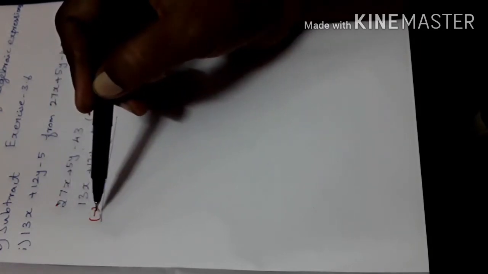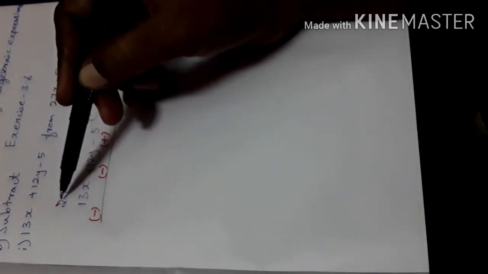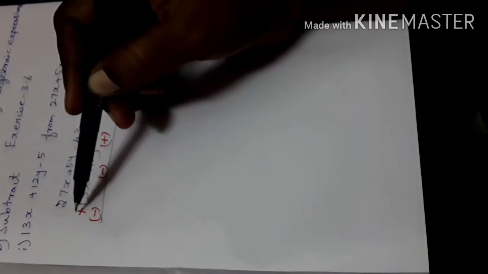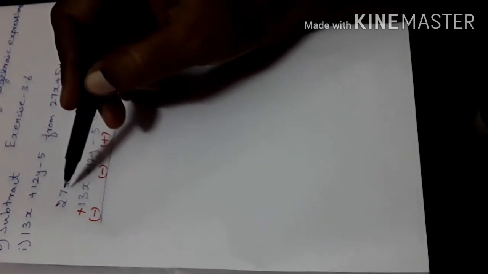Now you have to compare the symbol, first number to second number. For the second number you have to see only the changed symbol. Now we have to do 27x minus 13x. Don't look at the original sign, we have to see only the symbol we changed. So 27x minus 13x is what? 7 minus 3 is 4, and 2 minus 1 is 1. So the answer is 14x.